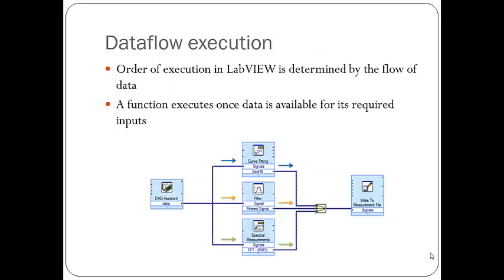Within a LabVIEW block diagram, you define the execution of the program using a concept known as data flow. In LabVIEW, data flows from one graphical function to the next, and a function doesn't execute until all inputs have data available for processing. As a result, the order of execution depends on how data flows through the wires on the diagram.